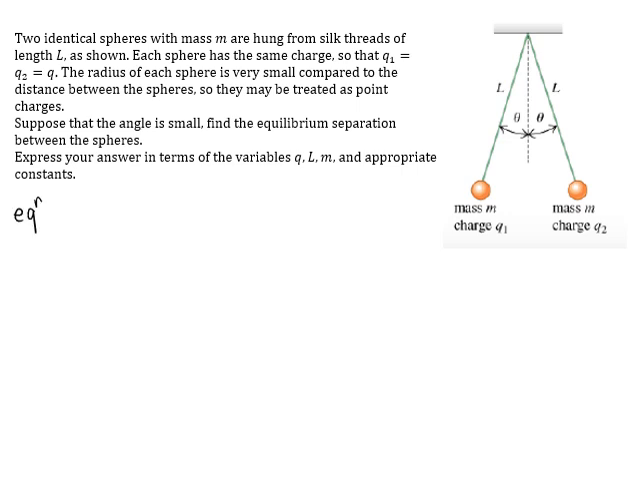So equilibrium means that the acceleration is equal to 0. If the acceleration is equal to 0, then the net force is equal to 0. So to start this problem, we're going to draw a free body diagram. Let's just pick one of the charges to start. Let's do a free body on this one. There's going to be a tension in the string. That'll point along the string, of course.